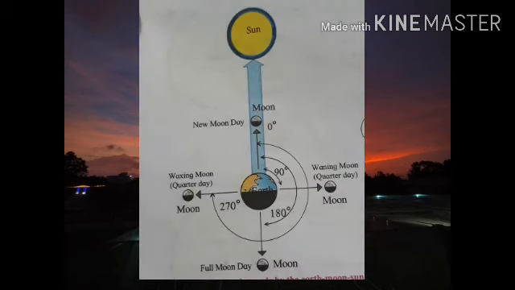The orbital path of the Earth and that of the Moon are not in the same plane. As a result, the Moon intersects the plane of the Earth's orbit twice during one revolution. On each new moon day, the lines joining the Earth and the Sun and the Moon make an angle of 0 degree, whereas on each full moon day, this angle is of 180 degrees.